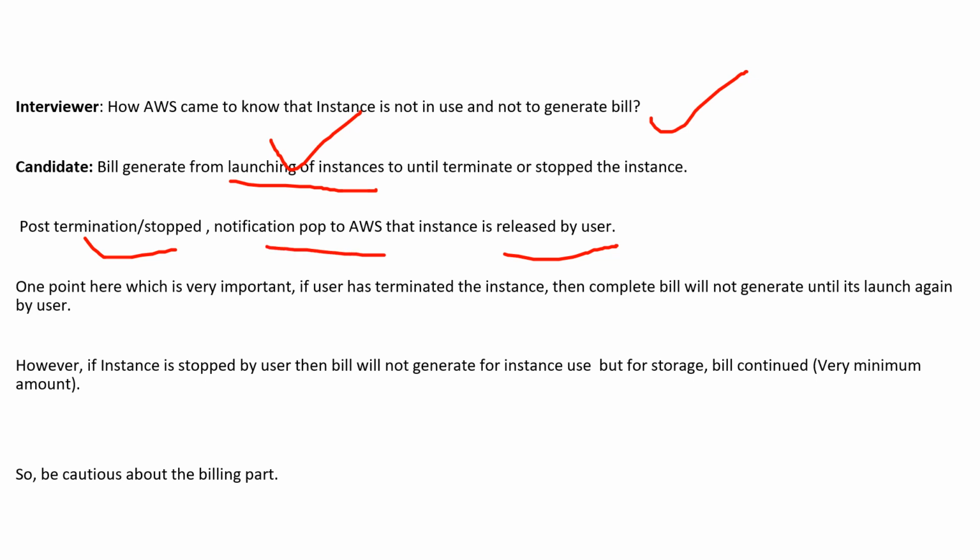the instance. One more point here which is very important: if the user has terminated the instance, guys, these sentences are very important, because the word termination and the word stopped are very different from the technical point of view. So if the user has terminated the instance, then the bill will not be generated until it is launched again by the user, right? For example, if the user has terminated the instance, that means, guys, a complete shut off of the instance, and the bill will not generate until the user launches again.